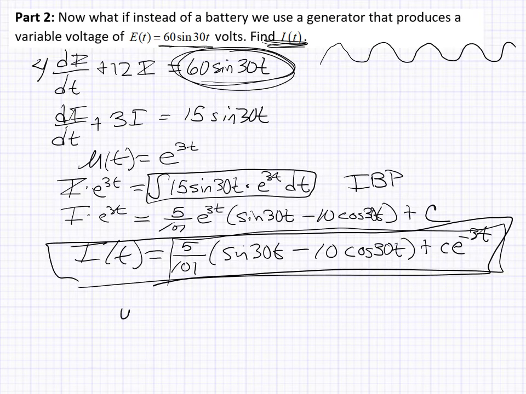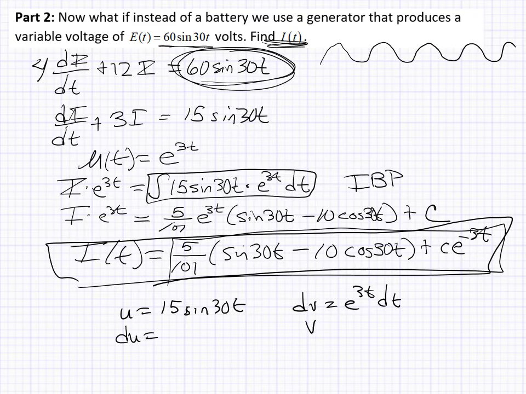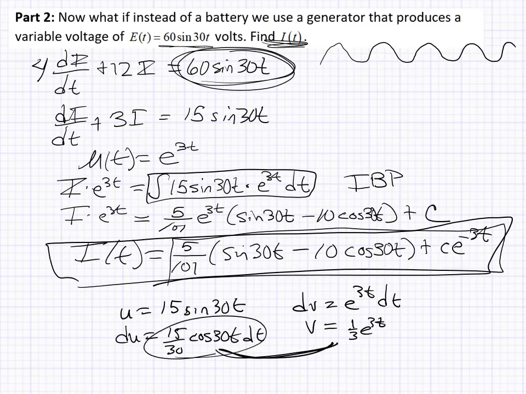In which case, you would let u equal, say, 15 sine 30t, and dv could be e to the 3t dt. And you would just move on from there. It's going to be one of those repetition integration by parts integrals, where your du and your v will give you another integral. This one's going to give you 1/3 e to the 3t, and this one's going to give you a cosine. So in this case, we're going to have 15 over 30 cosine 30t dt, and then this will be the next integral you do, which looks a lot like the original integral, and then this will be your next u, this will be your next dv, and you keep going. Okay?